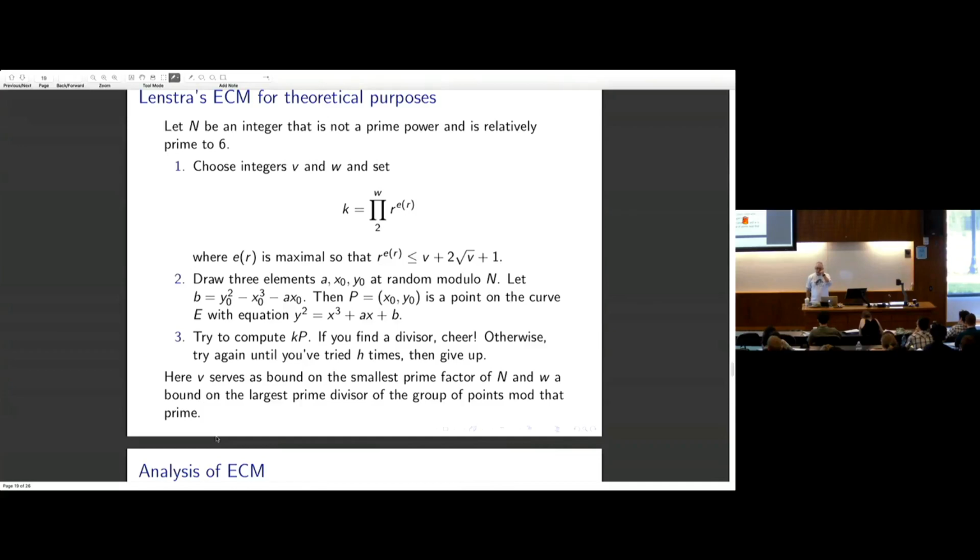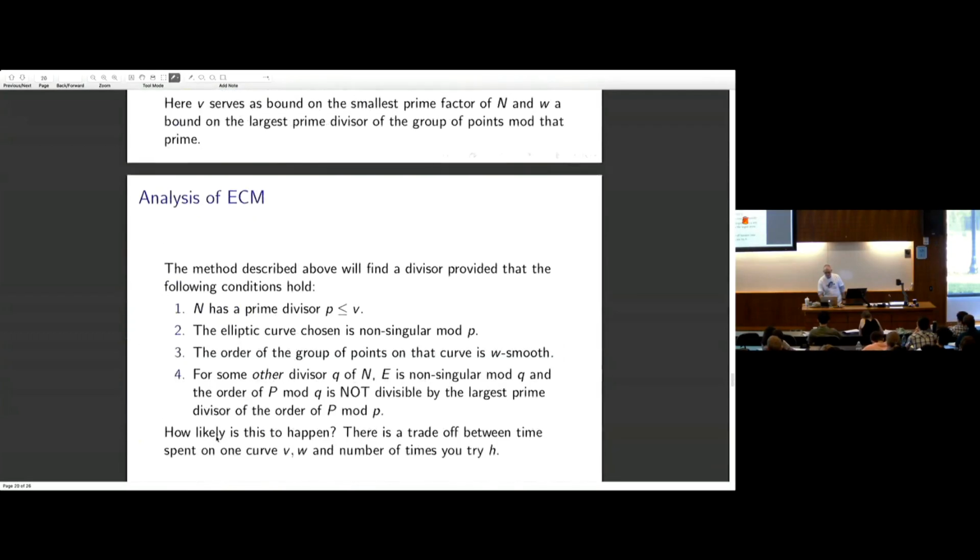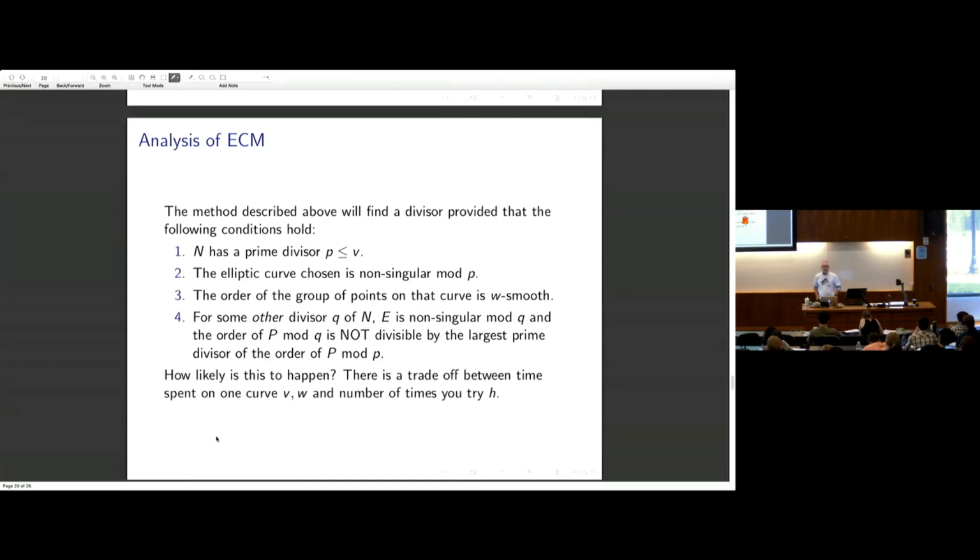So it's not like the thing won't work, but if you want to use the analysis that relies on properties of elliptic curves, you want to be sure that you have an elliptic curve. You need to know that the order of the group of points on the curve modulo this prime divisor P is W smooth. So this is a very inaccessible number, right? You don't know the order of the group of points on this elliptic curve, but you hope that it's going to be W smooth. And again, W is a parameter that you can adjust when you set up the algorithm.